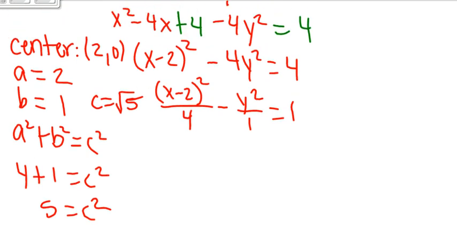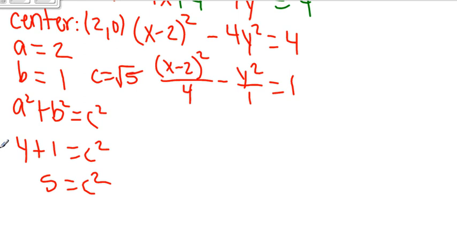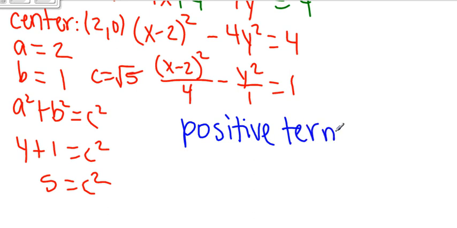To determine whether or not this is a vertical or horizontal hyperbola, the positive term is always your a. So the positive term is what tells you if it's vertical or horizontal. So here, the term that is first is my positive term. Notice that the y squared is the negative, and the x is positive. So this would be a horizontal one. If it had been the y, it would have been vertical. So the positive term is always your a. It does not always have to be the bigger term like it does for the ellipse.